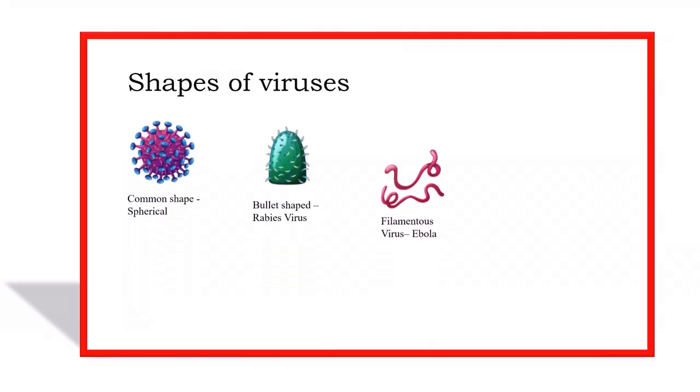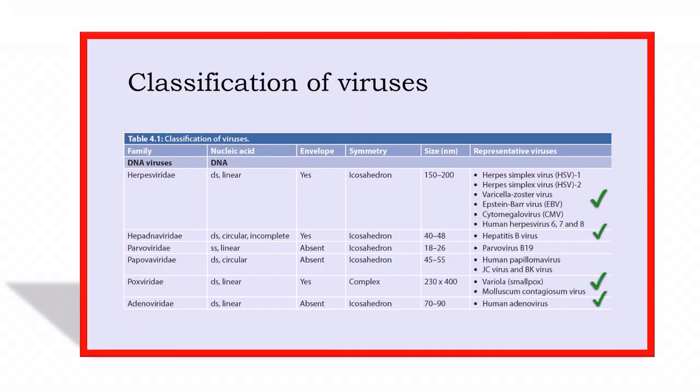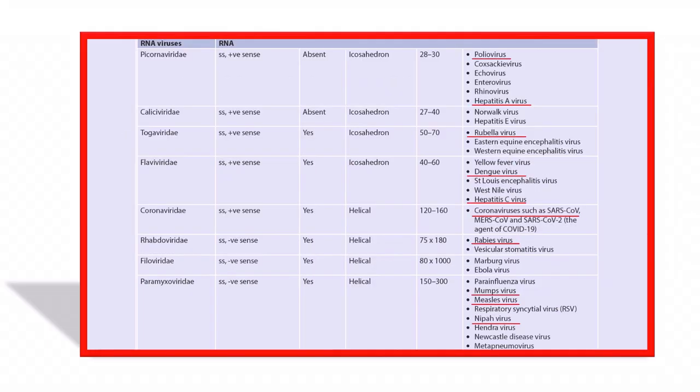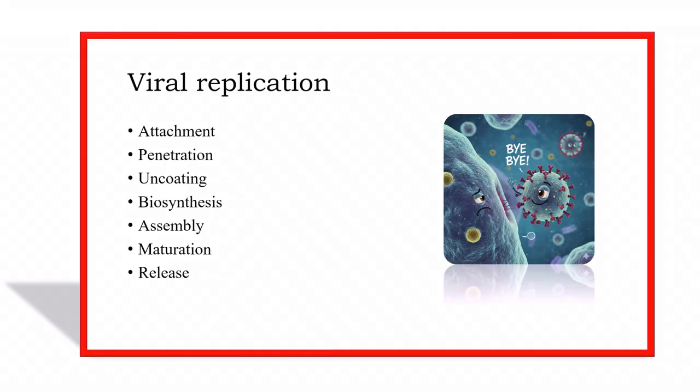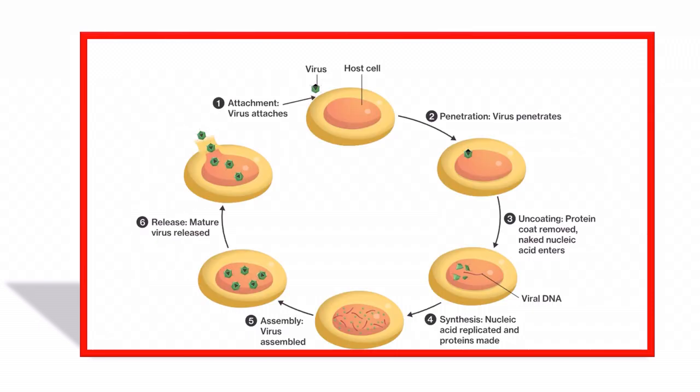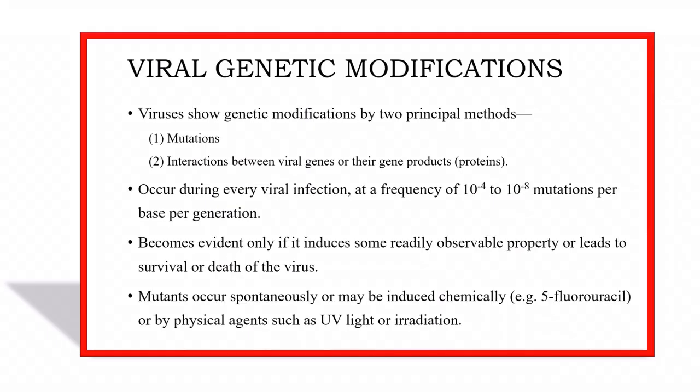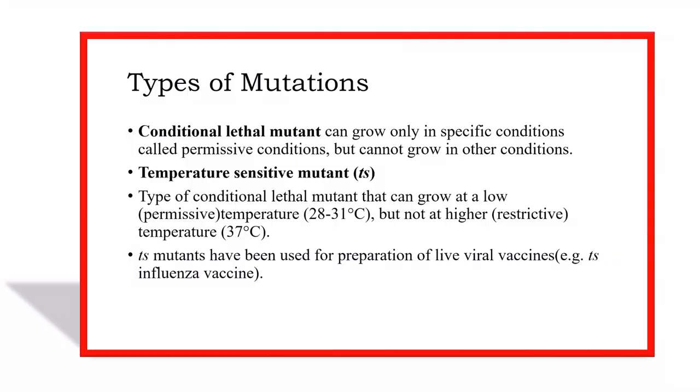Then we spoke about different shapes, and we understood that the most common shape is circular or spherical. Then we spoke about the major families of viruses and the major diseases they cause, and how they are classified. This was followed by replication, with its main components: attachment, penetration, uncoating, biosynthesis, maturation, and release, which we explained in separate sections. Then we spoke about genetic modifications, basically mutations, and more importantly, temperature sensitive mutants.